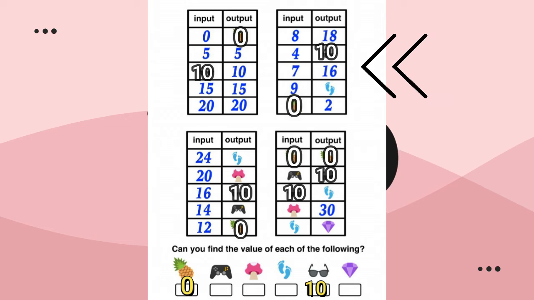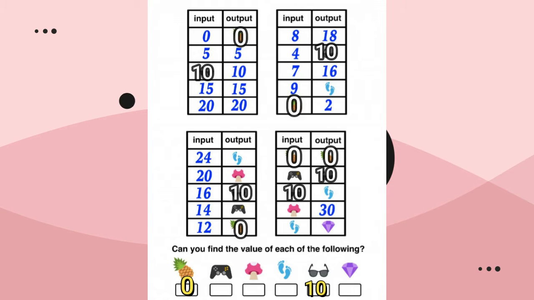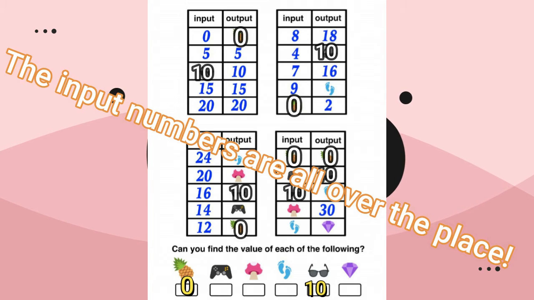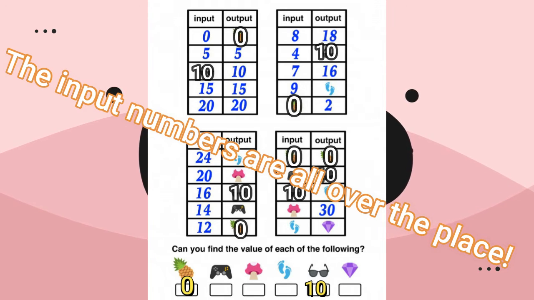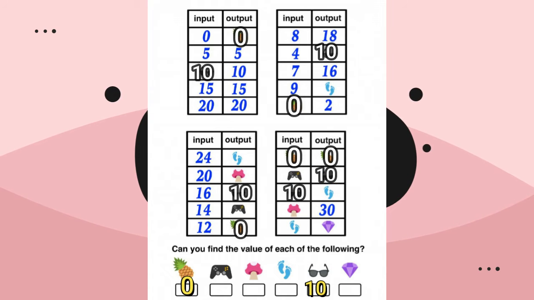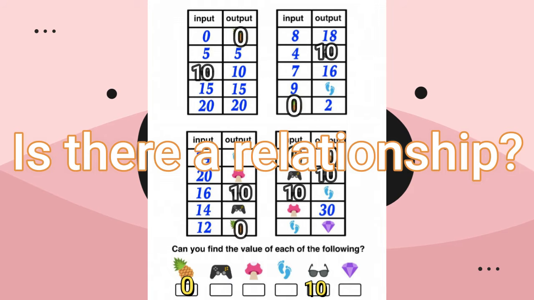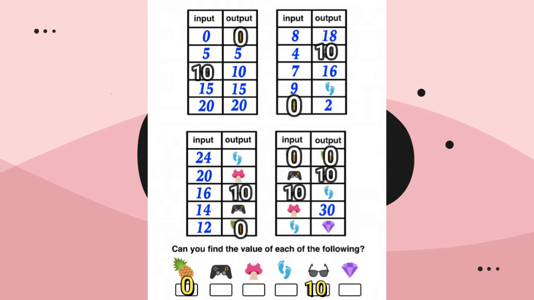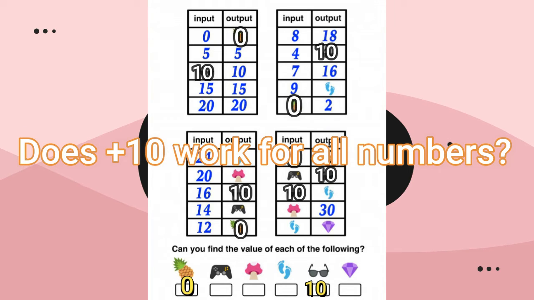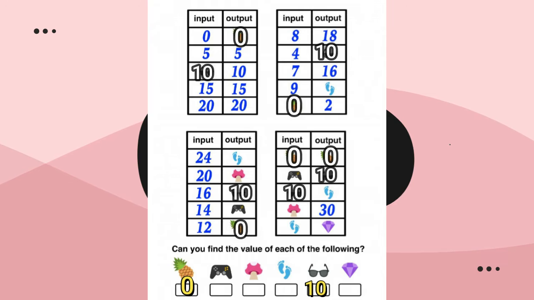Let's go over to the input-output table to the right of that. I'm noticing that our input goes to 8, then to 4, then to 7, then to 9. So it's all over the place, and the output seems to be decreasing. But let's see, is there a relationship between the input and the output? Well, I'm noticing that with 8 and 18, I could add 10 to 8 to get to 18. So maybe the rule is add 10. Let's see, 7 plus 10, does that equal 16? No, so the rule can't be plus 10.